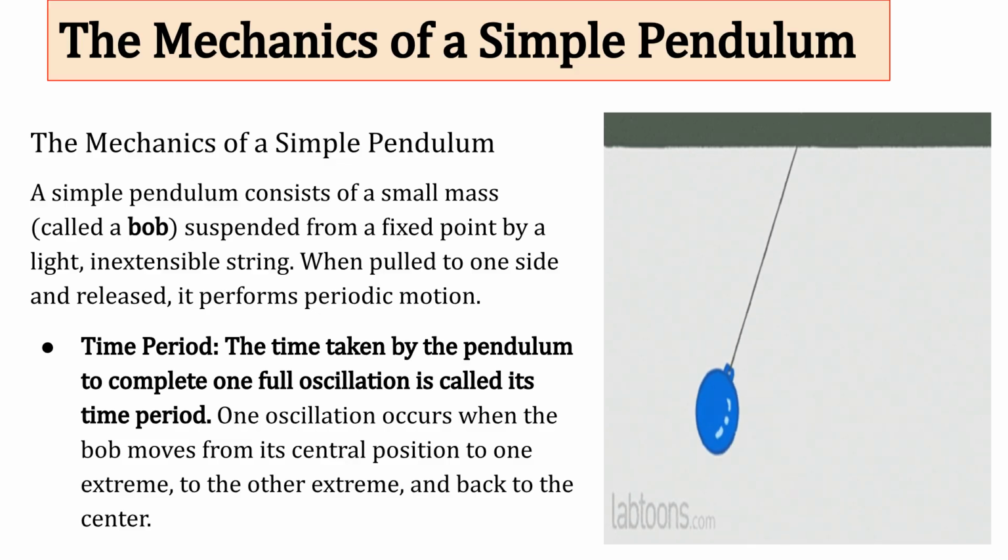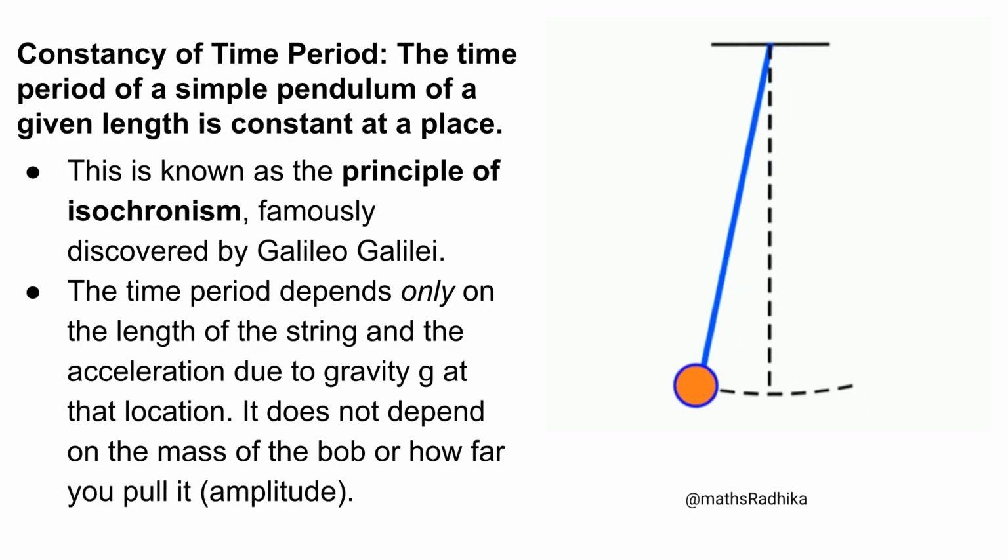Time period. The time taken by the pendulum to complete one full oscillation is called its time period. One oscillation occurs when the bob moves from its central position to one extreme, to the other extreme, and back to the center.